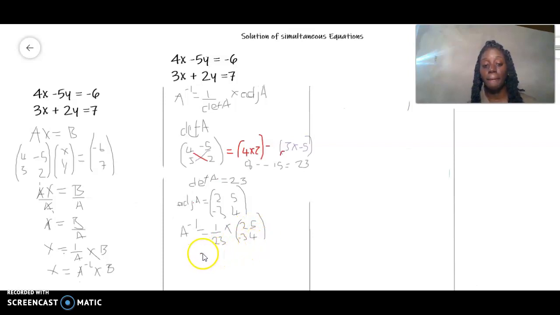Alright, that is 1 over 23 times 2. 1 over 23 times the second element, which is 5. 1 over 23 times -3. And finally, 1 over 23 times 4.